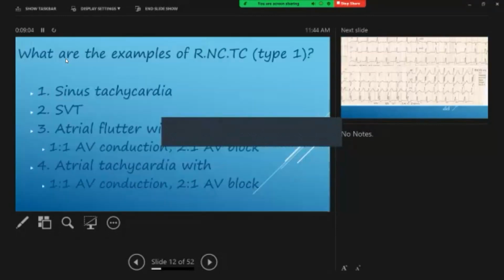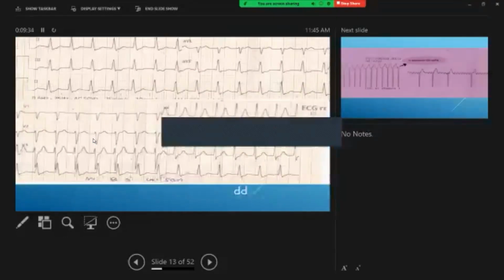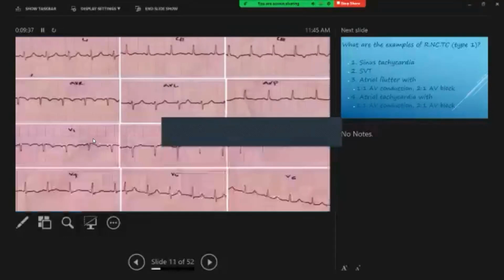This slide shows that the commonest is sinus tachycardia. The second commonest is supraventricular tachycardia. Then atrial flutter with 1:1 AV conduction or atrial flutter with 2:1 AV block, and atrial tachycardia with 1:1 AV conduction or atrial tachycardia with 2:1 AV block. So these are the examples. Now by analyzing the baseline, you have to narrow down to find out the cause. Let's move to the previous slide again.